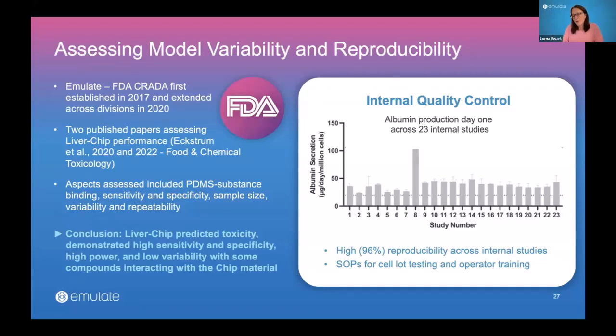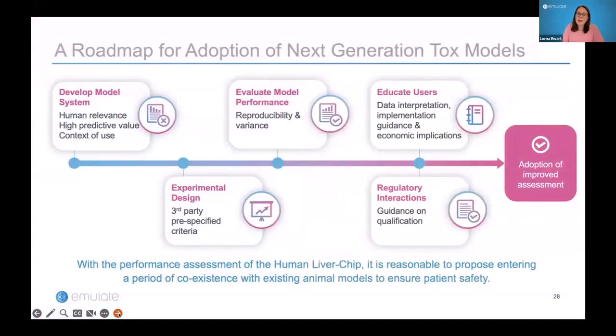And we believe that our reproducibility is high because we have very good SOPs in place for cell lot testing and operator training. So as I close out, one thing I'd like to leave this group with is thinking about how we could start with a roadmap for adoption of next generation toxicology models. This follows the example that I've shared with you today. It's about being able to develop a system that's human relevant with a high predictive value.